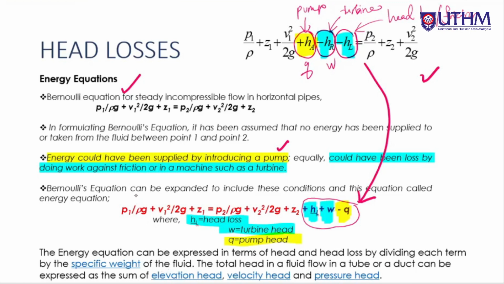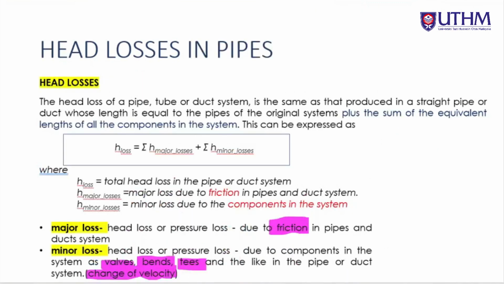So, bila kita divide all these terms in energy equation by the specific weight, actually the total head in a fluid flow in a turbine or a duct can be expressed as the sum of elevation head. So, yang ni akan jadi the elevation head. So, saya buat macam tu je lah. And this is the velocity head. And this one is the pressure head. Okay. Kat sini dia akan classify sikit lah.